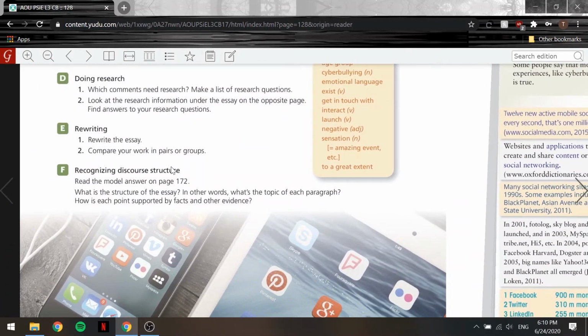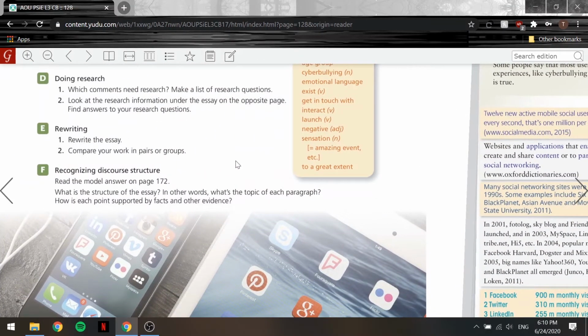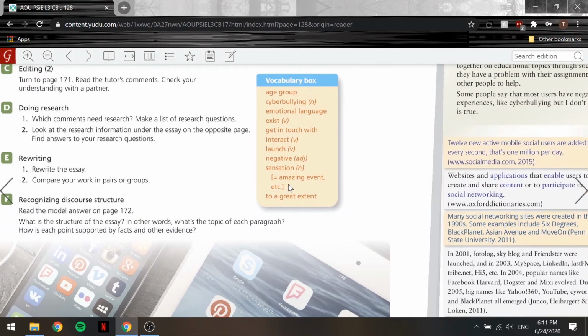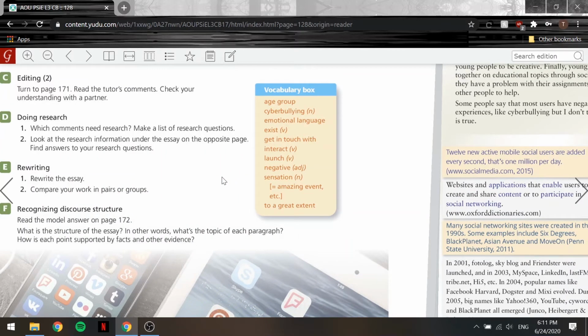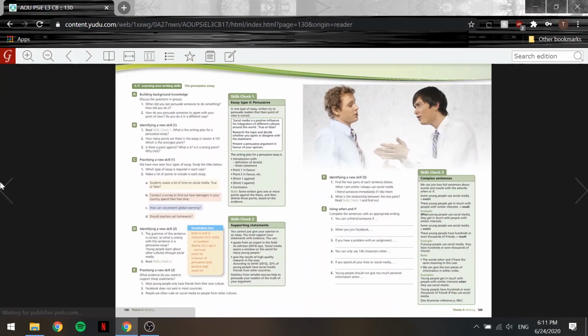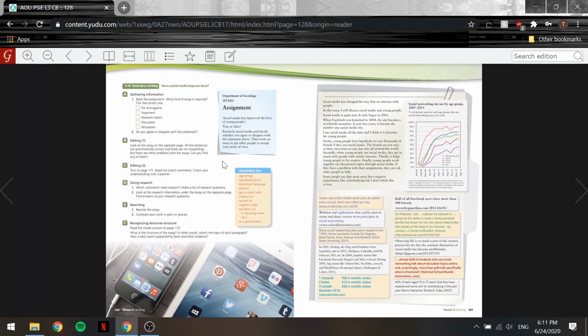Okay? Now let's move on. What else do we have? I think that's about it. F is really similar to what we've been doing for the past 3 exercises. So let's take a look at the vocab box. We have age group, cyberbullying, emotional language, exist, get in touch with, interact, launch, negative, sensation, to a great extent. Okay. And I think that's about it for now. Let's move on to the next part.